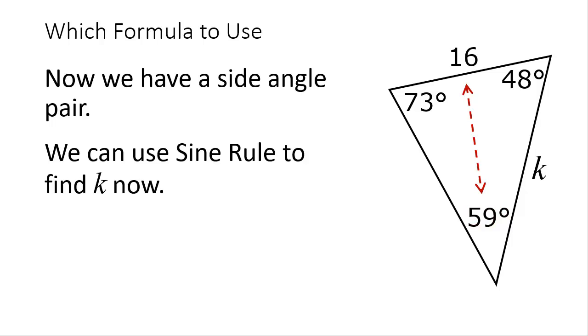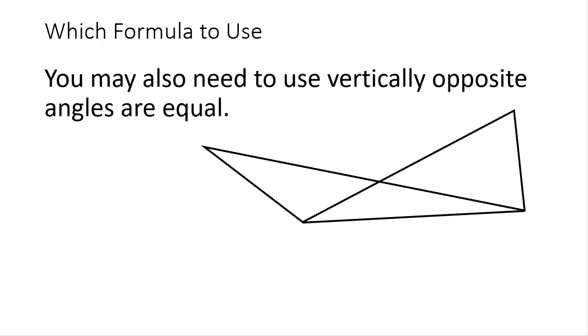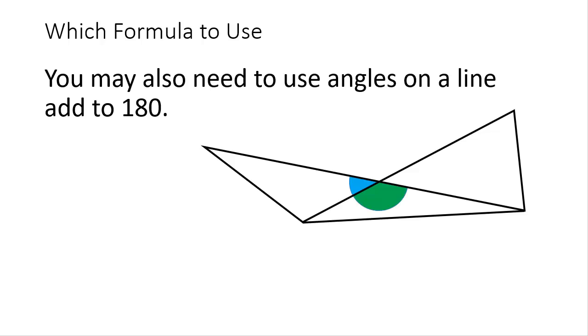So whenever you have a triangle and you have two angles in it, your next step immediately is to calculate the third angle. That's one of the things you just have to teach yourself to do. A couple of other rules apply as we get up into merit. That is, vertically opposite angles are equal, and angles on a line add to 180 degrees. Sometimes with more complicated shapes they all come into play.